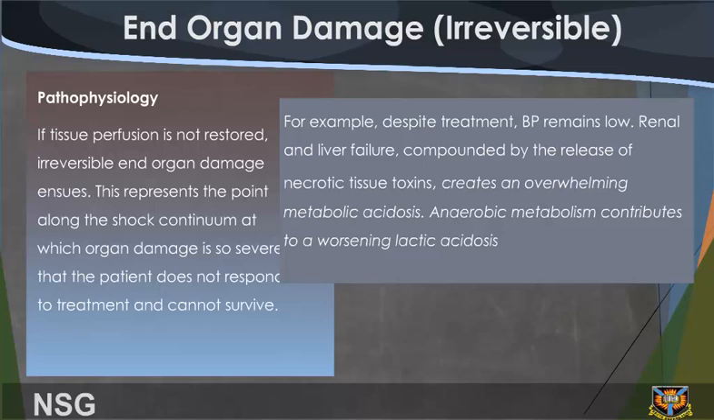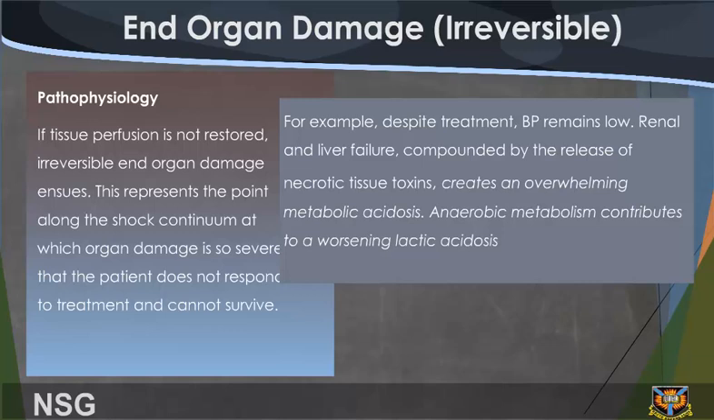End organ damage, irreversible. Pathophysiology. If tissue perfusion is not restored, irreversible end organ damage ensues. This represents the point along the shock continuum at which organ damage is so severe that the patient does not respond to treatment and cannot survive.